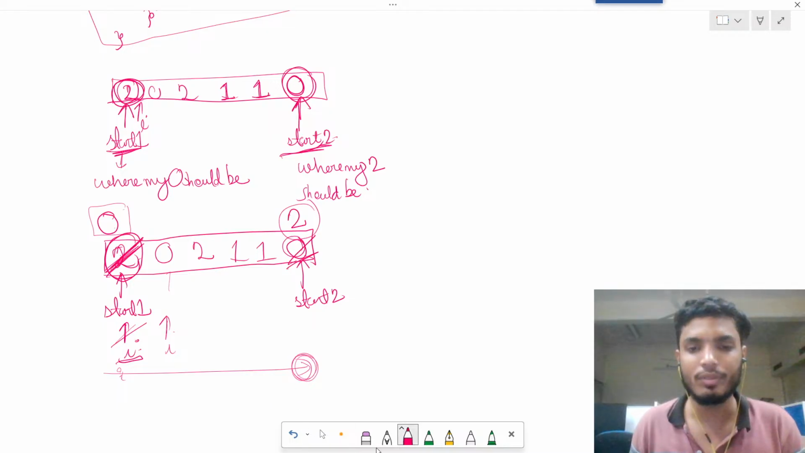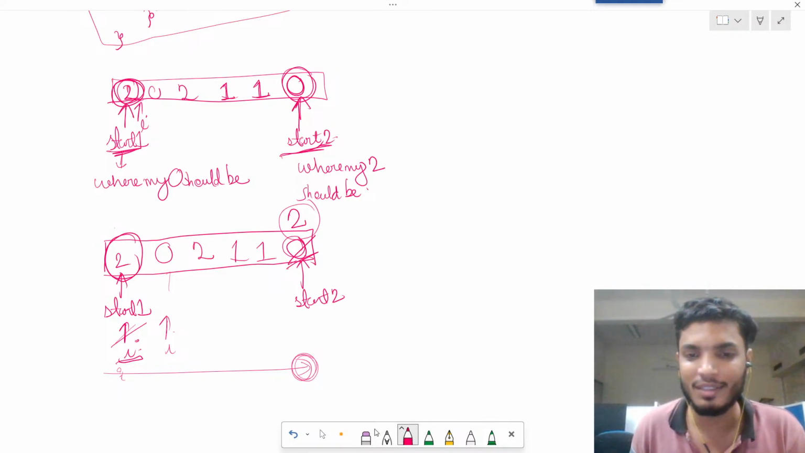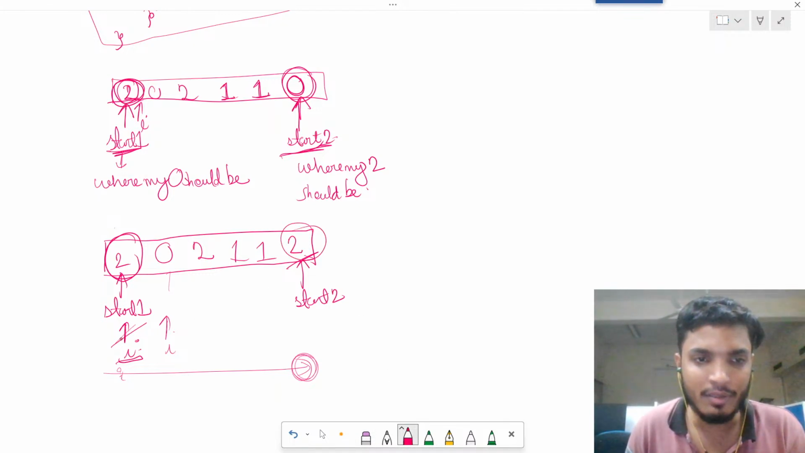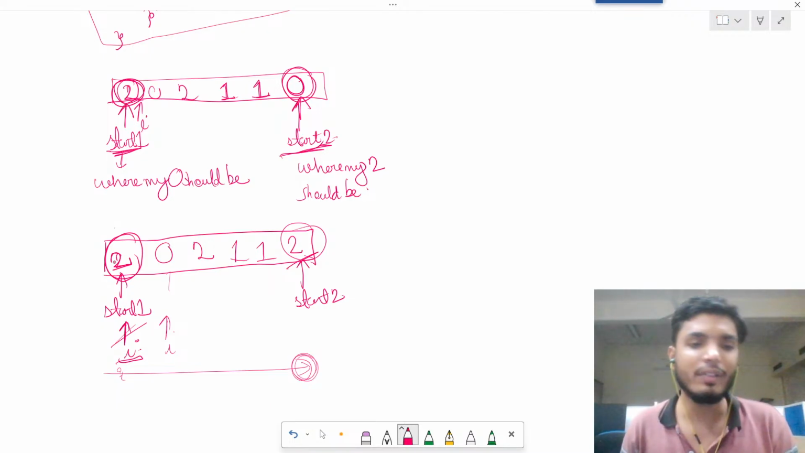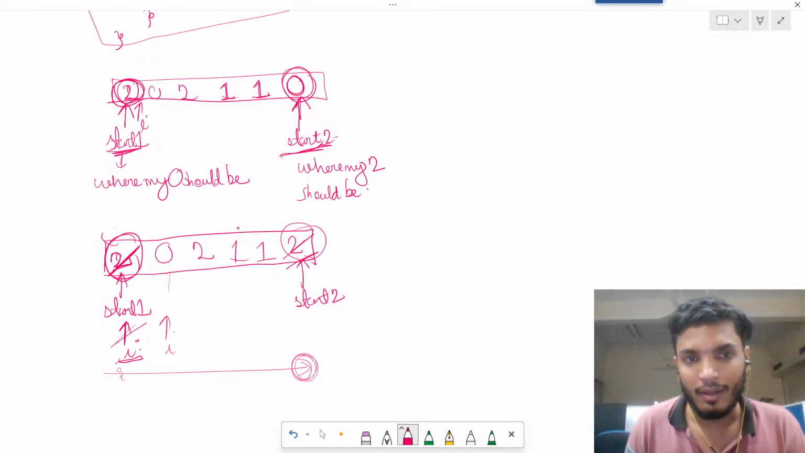Suppose this is 2 and here we also have 2. Now what will be the problem? Simple, I am traversing at point I. I saw 2. As soon as I saw 2, what will I say? This is 2, so I'll simply swap this with this point, because this 2 should be at the right. So what will happen? These 2 will come here and this 2 will go here.